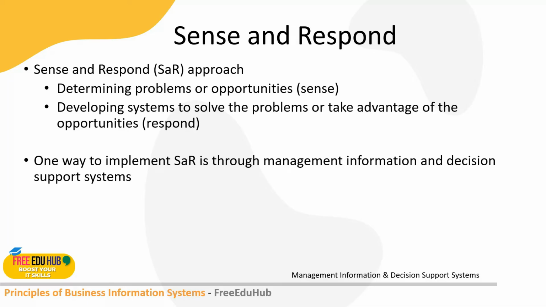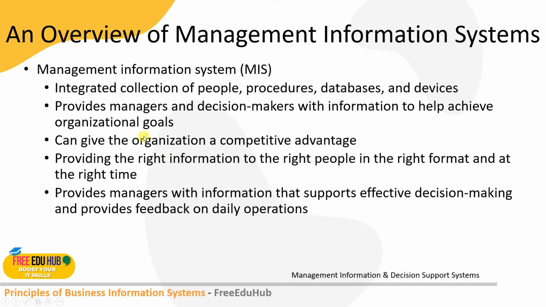One way to implement SAR is through the management, information and decision support systems. Then we have an overview of the management information systems. Management information systems are an integrated collection of people, procedures, databases and devices. So if we are talking about MIS, we are talking about the manpower that we have, the rules and regulations that we have, the databases we are using and the devices which are being used in order to collect the information of different entities.